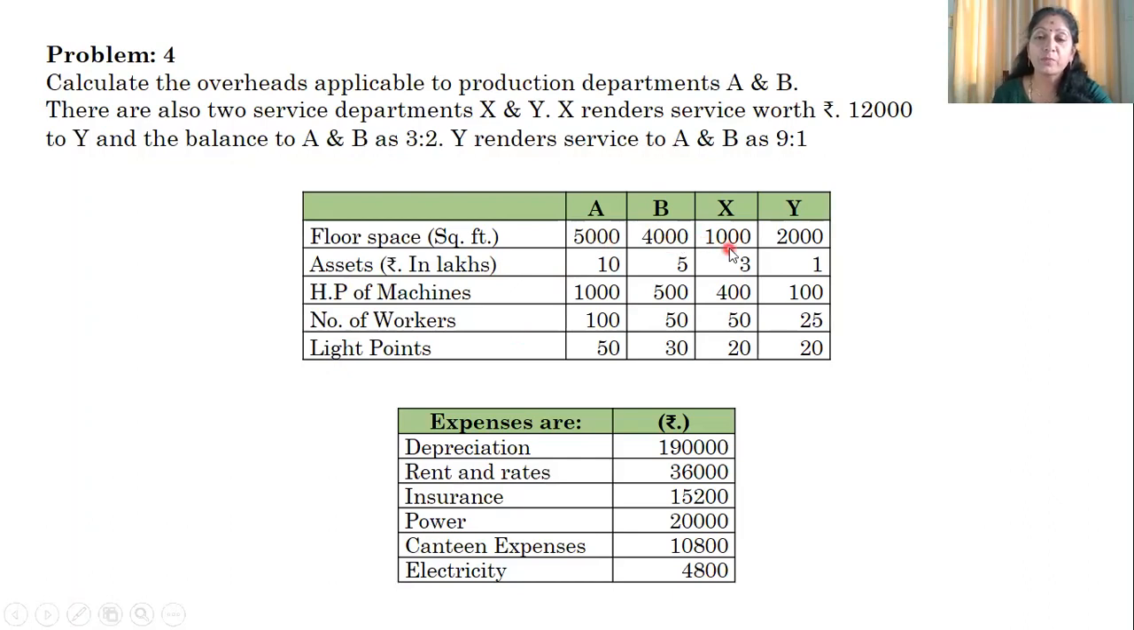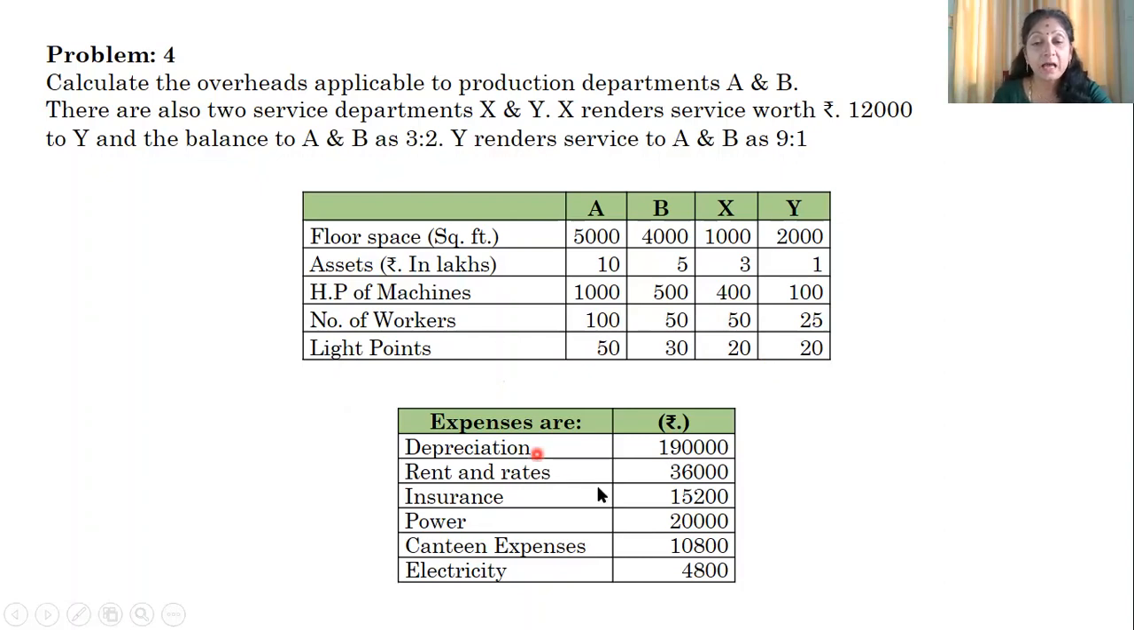Here the basis of apportionment is given. Then next is the expenses. Let me read. Floor space in square feet: A 5,000, B 4,000, X 1,000 and Y 2,000. Assets in lakhs: A 10 lakhs, B 5 lakhs, X 3 lakhs and Y 1 lakh. Horsepower of machines: A 1000, B 500, X 400 and Y 100. Number of workers: A 100, B 50, X 50 and Y 25. Number of light points: A 50, B 30, X 20 and Y 20.